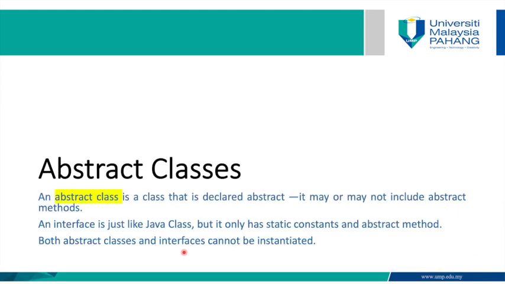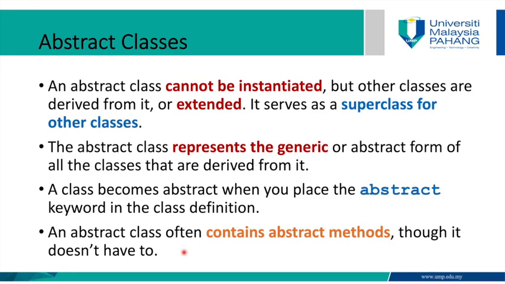So, an overview of what an abstract class is. In an abstract class, you extend it, you use the abstract class as a superclass. The abstract class only represents the generic, abstract form of all the classes that are derived from it. That means you make a list of all the abstract methods that you are going to use.